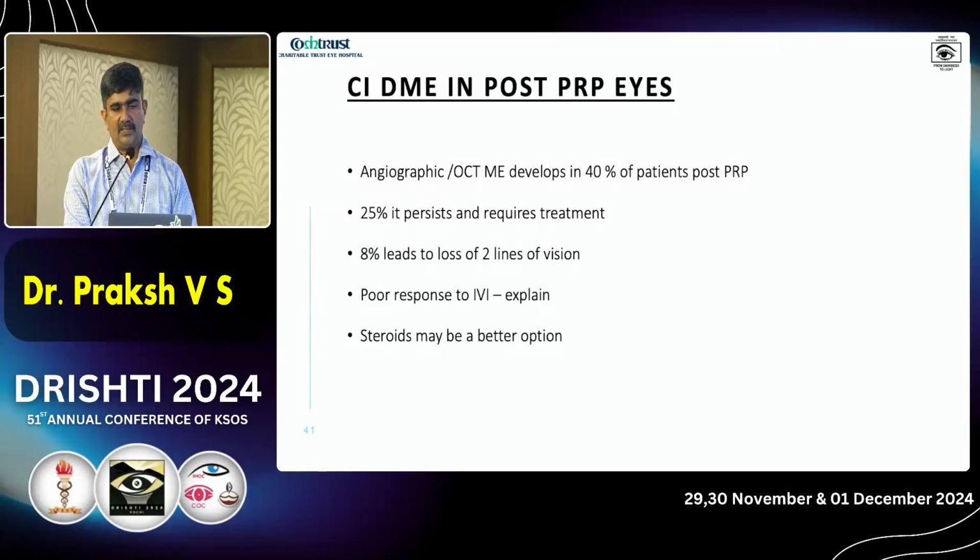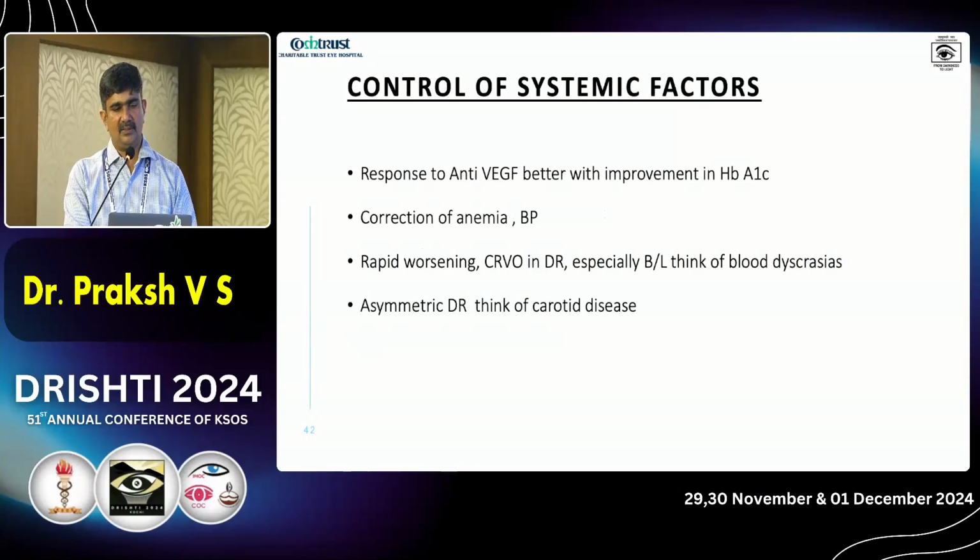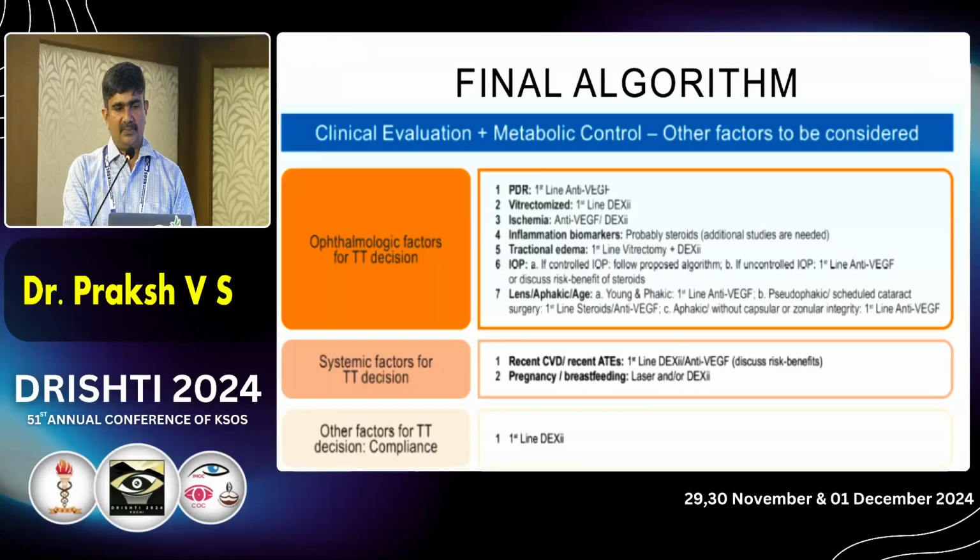Post PRP eyes are usually very recalcitrant to treatment with any intravitreal injection. Steroids may be a better option in these eyes. And systemic factors, always control them, and that's a final algorithm for DME management. So first look at the ophthalmic factors and decide if it is PDR, then it is first line. If there is a PDR associated with DME, then it's first line anti-VEGF. Vitrectomized eye, it's first line dexamethasone implant or triamcinolone.